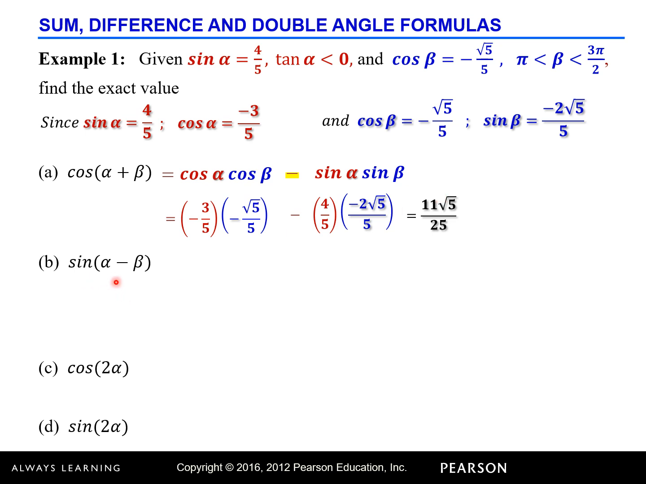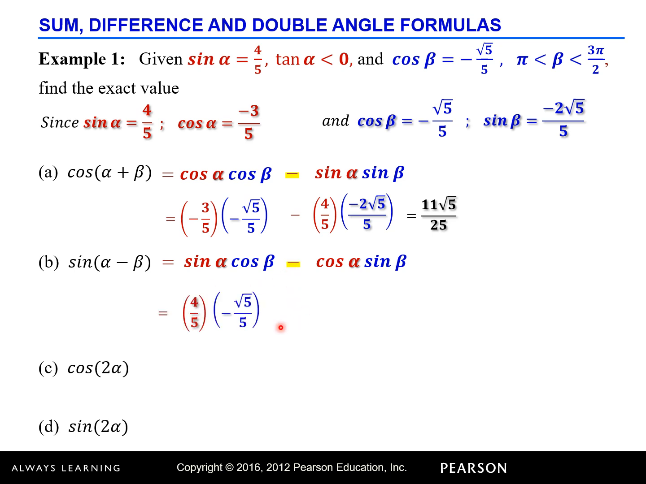Then for sine of alpha minus beta, write the formula: sine alpha cosine beta minus cosine alpha sine beta. So for sine, we have sin cos, cos sin, alpha beta, because the first angle is alpha and the second angle is beta. Then this is a difference, this is minus. For sine, we should have the same sign, so this is also minus.